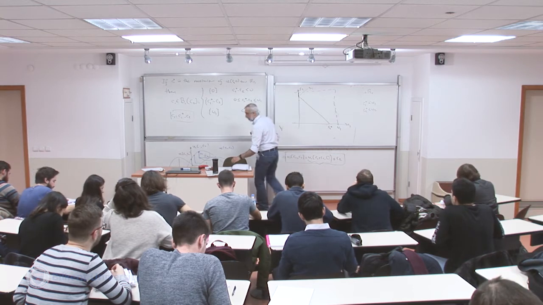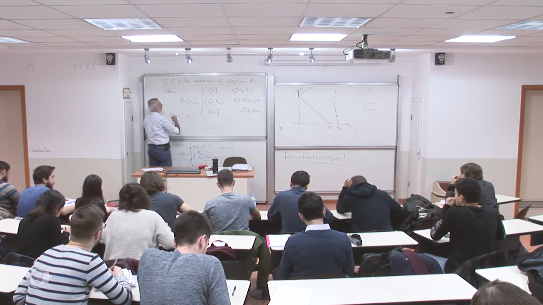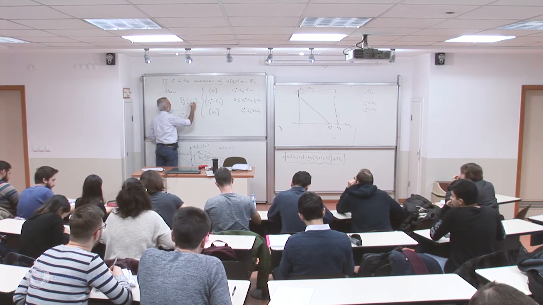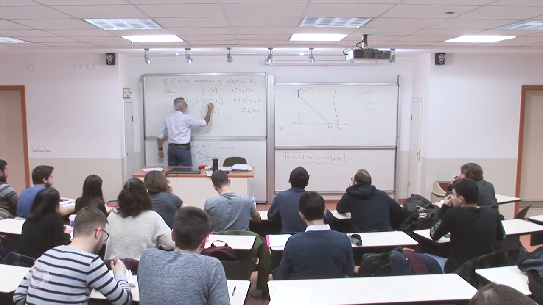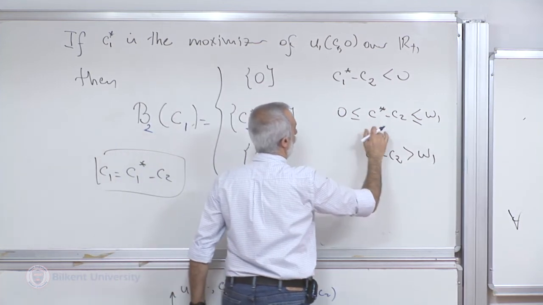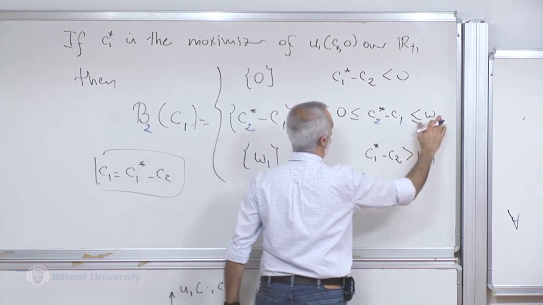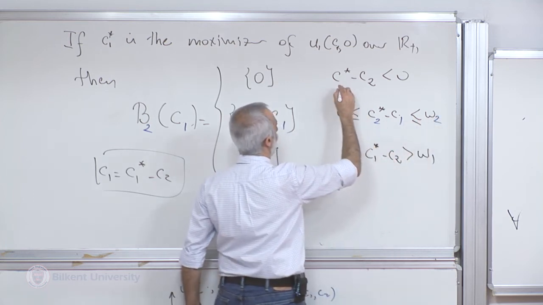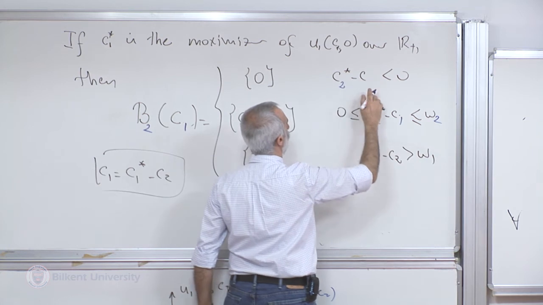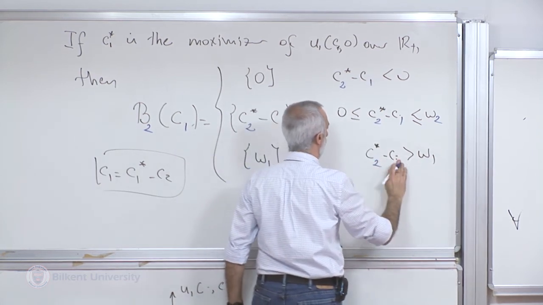So this time we have B2 of C1 is equal to C2 star minus C1, if C2 star minus C1 is between 0 and W2. So wherever I see a 1, I make it a 2. Wherever I see a 2, I make it a 1.